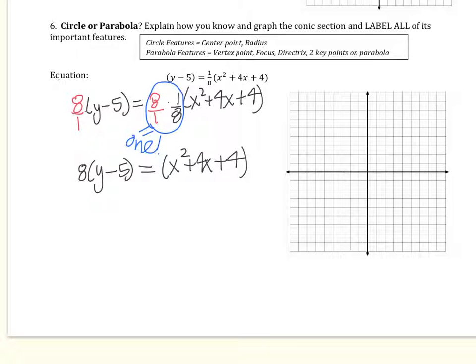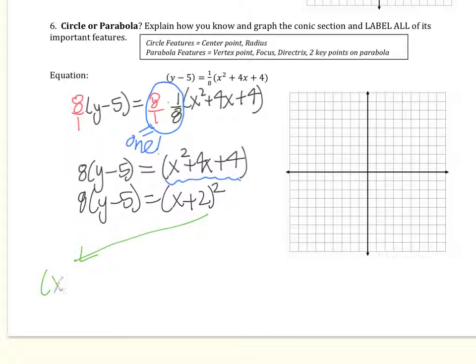Now I'm going to go ahead and factor this side, and I'm asking myself what multiplies to 4 and adds to 4. That's positive 2 and positive 2, so that's x plus 2 squared. Now I can answer this question like this. I just want to point out that, if you don't like the way this looks, you could rewrite it: x plus 2 squared equals 8 times y minus 5. And these equations are totally the same. But either way, I can still answer it. Let's go ahead and take this out. I'm going to answer it my way.